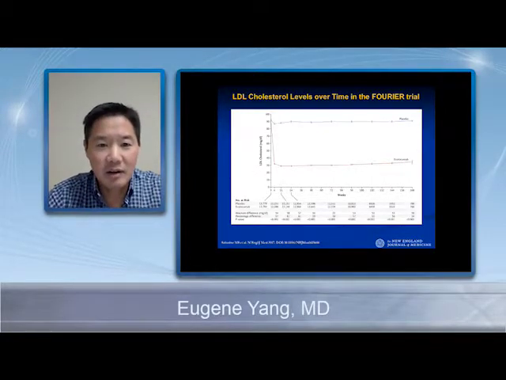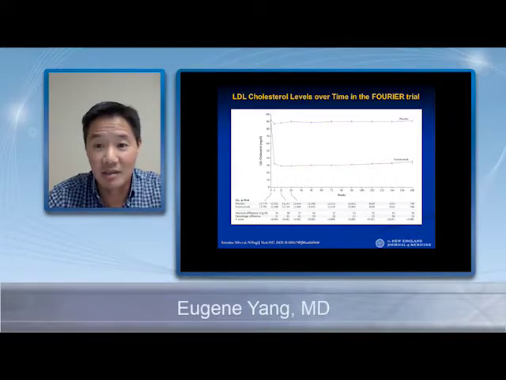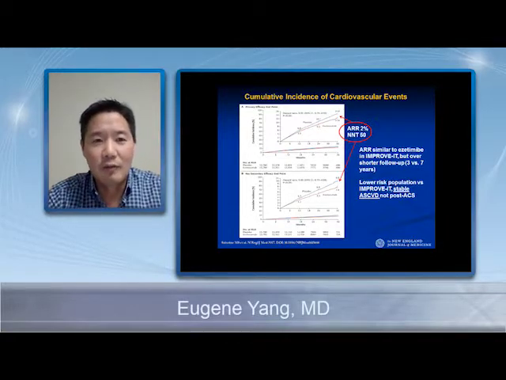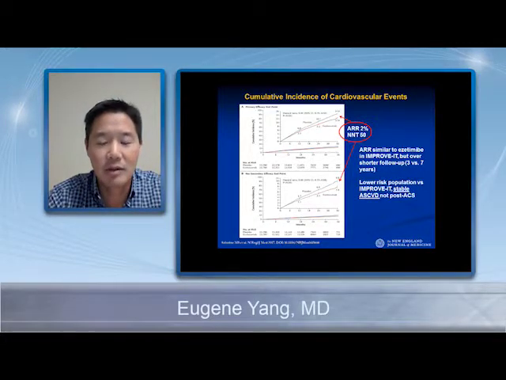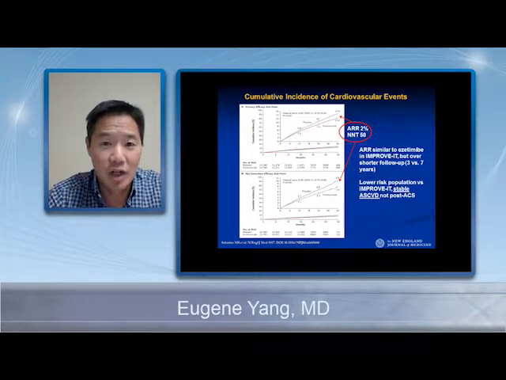What you can see here is that you get a very dramatic reduction in LDL cholesterol levels between the placebo and the treatment arm within a very short period of time. Within a month, you can see there's a 60% reduction in LDL cholesterol levels that's sustained over the course of the trial, as outlined here. If we look at cardiovascular events, the primary efficacy endpoint and the secondary efficacy endpoint, you can see that the number needed to treat was 50, and the absolute risk reduction at about 3 years was 2%.